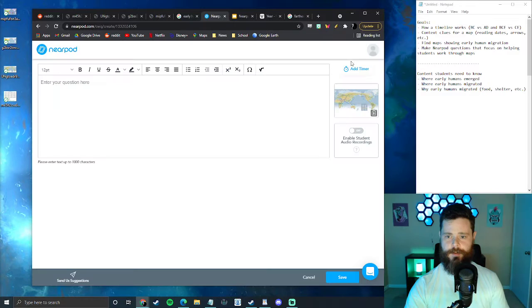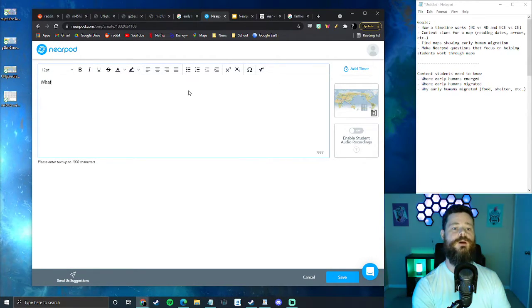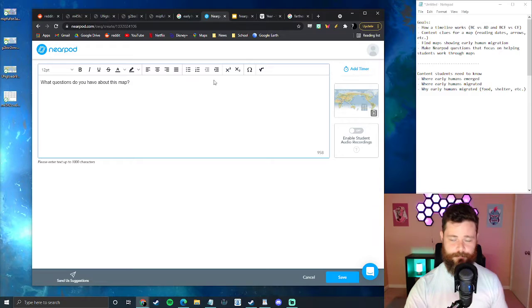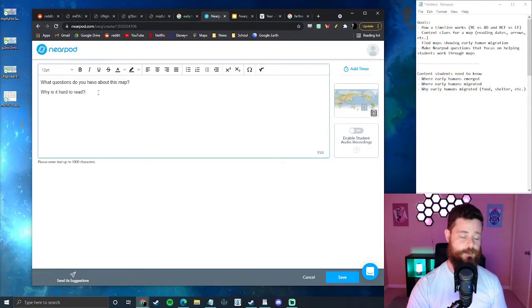I'm going to give them that map, and I'm going to ask them, what questions do you have about this map? So hopefully, what questions do you have about this map? Why is it hard to read? So if I already tell them that it's hard to read, hopefully some of the ones that look at it and say, whoa, I have no idea what's going on, hopefully they realize, hey, I'm not the only one, and then they don't shut down.